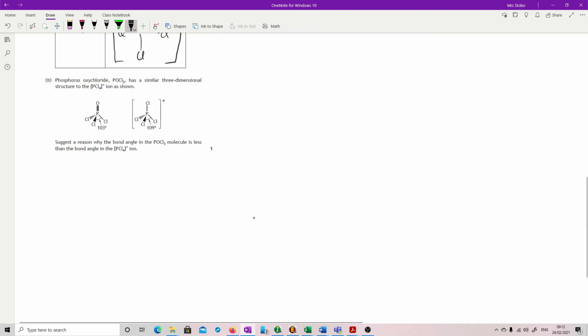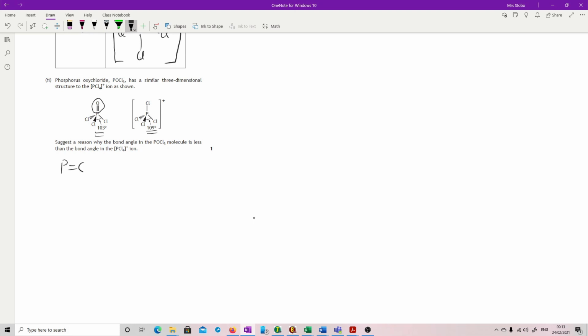Phosphorus oxychloride, POCl3, has a similar three-dimensional structure to PCl4. Suggest the reason why the bond angle in the POCl3 is less than the bond angle in the PCl4. Okay, so we've got a 103 degree and a 109. And the question is, why have we gone to 103? So the only difference is this bond here. And you know about this in terms of normal VSEPR rules. But this one, being very careful, you want to talk about it in this specific way.